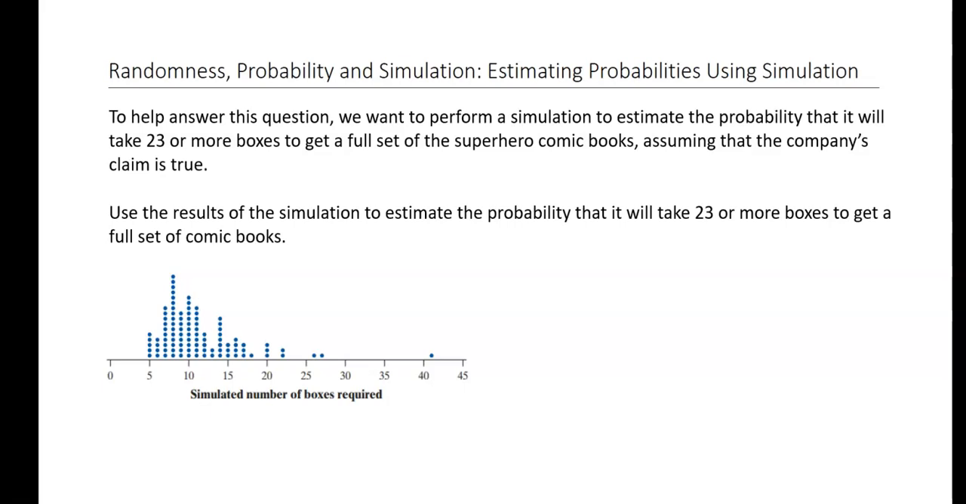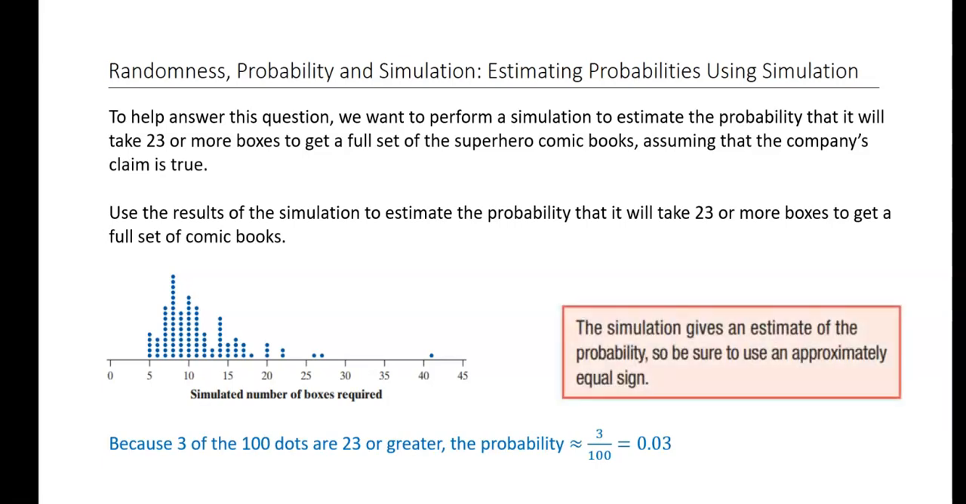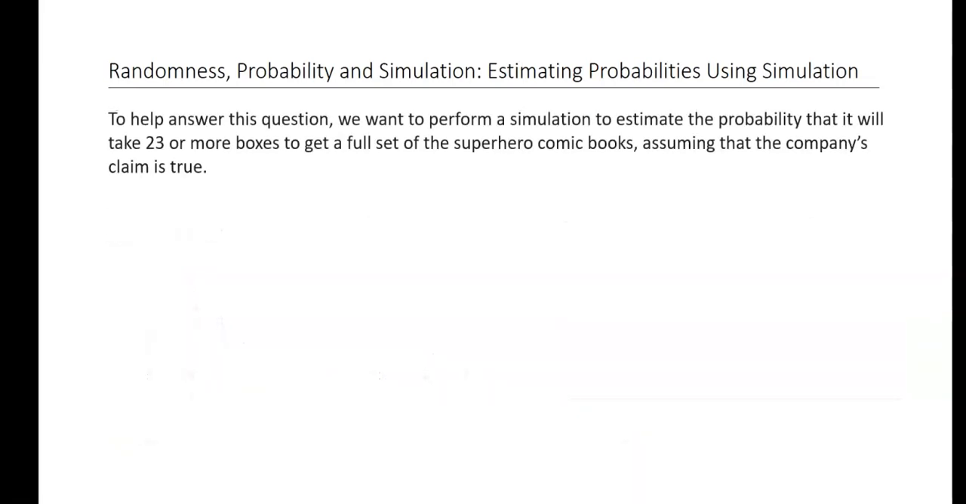So how many of those are 23 or greater? I don't see 23 on there, but I see 3 dots that are to the right of that, or more extreme than 23. So 3 out of 100, and I like the way they use the approximate symbol there because it's just nice. So 3 out of 100 is 3%. So be sure to remember the simulation gives an estimate for the probability. We're just kind of estimating the probability, it's not an exact probability. It's like the best guess we have, about a 3% chance of that happening.